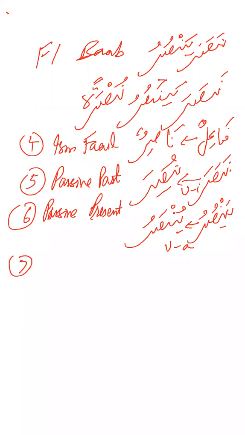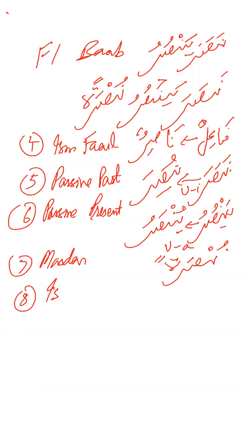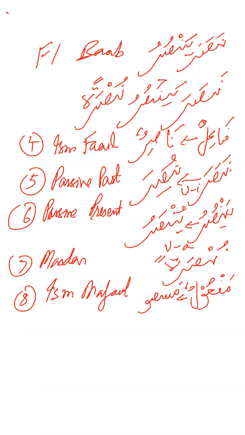Then the masdar repeats itself, Nusratan. Mansurun, right? Ism maf'ul. The pattern will be maf'ulun. So it will be Mansurun.